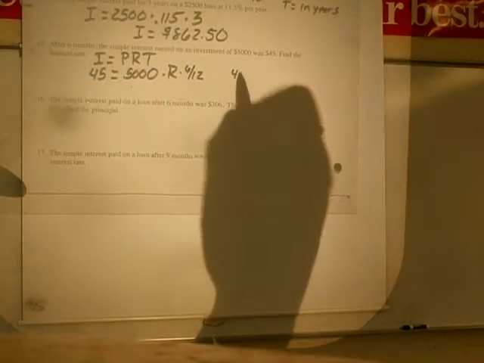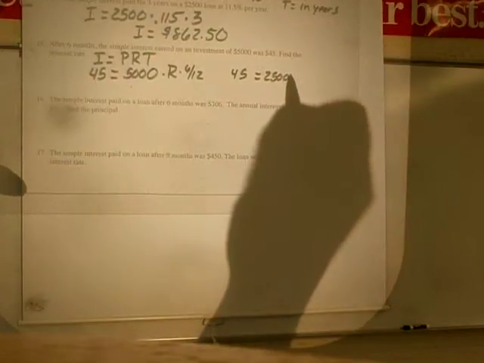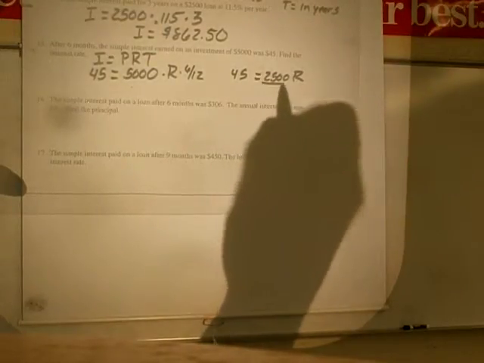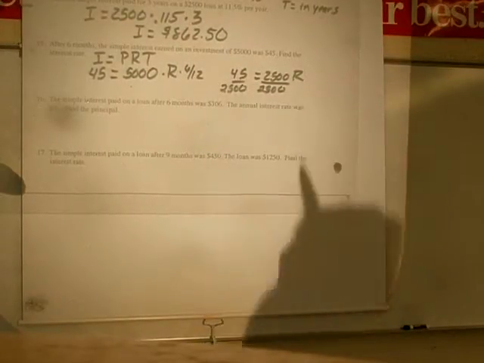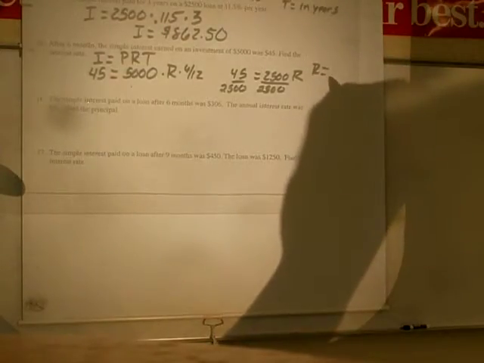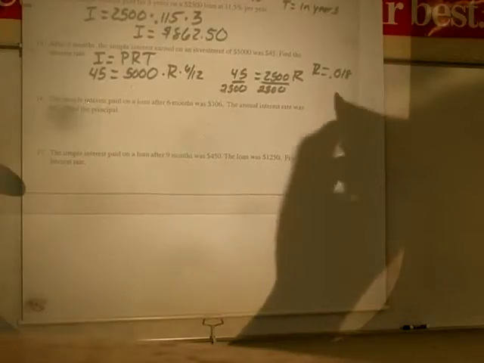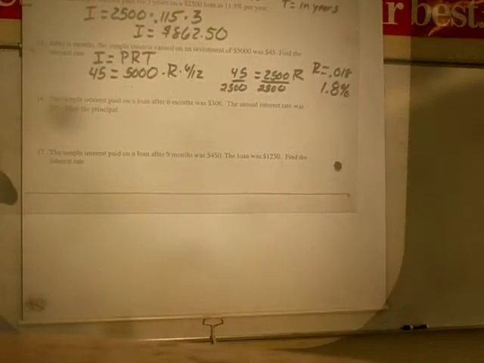That becomes 45 equals 2,500 R. And if we divide both sides by 2,500, take out your calculator and divide that, you have 0.018, which ends up being 1.8%.